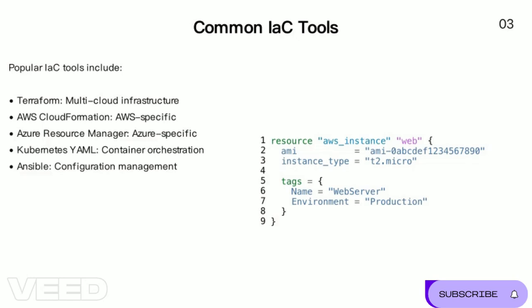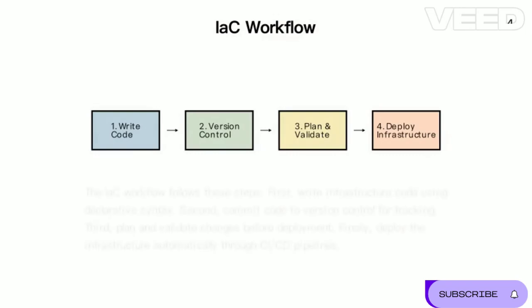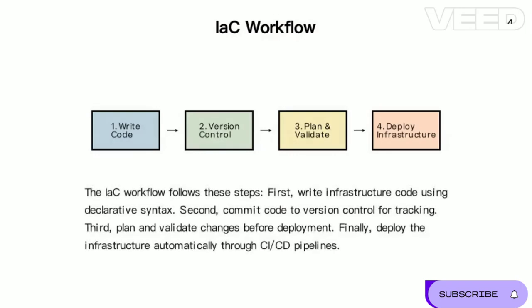Each tool uses declarative syntax to define the desired state of your infrastructure, as shown in this simple Terraform example that creates an AWS EC2 instance. The infrastructure as code workflow consists of 4 key steps. First, developers write infrastructure code using declarative syntax to define the desired state. Second, this code is committed to version control systems like Git for tracking and collaboration. Third, teams plan and validate changes using tools that show what will be modified before deployment. Finally, the infrastructure is deployed automatically through CI/CD pipelines, ensuring consistent and reliable provisioning across environments.